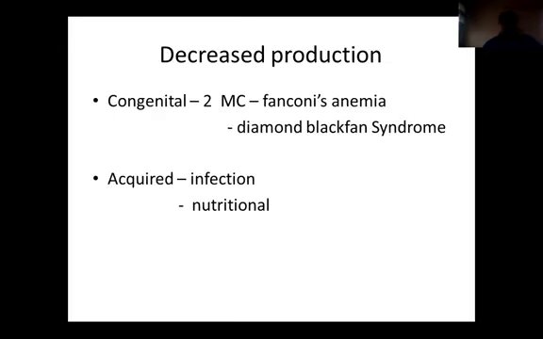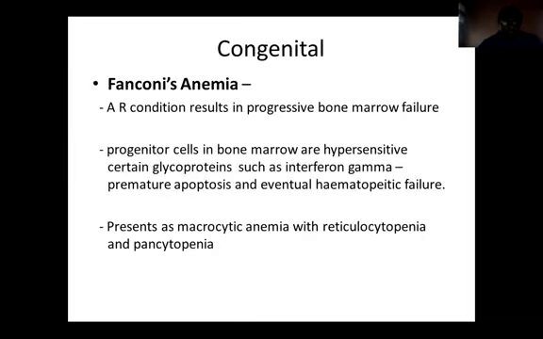Then the decreased production. As we know, decreased production is mainly because of either bone marrow problems, one is Fanconi's anemia and Diamond-Blackfan syndrome, or it is because of infection or nutrition. So what is Fanconi's anemia? It is autosomal recessive, resulting in progressive bone marrow failure. The progenitor cells in the bone marrow are hypersensitive to certain glycoproteins such as interferon gamma. They result in premature apoptosis and eventual hematopoietic failure. They present as macrocytic anemia with reticulocytopenia and pancytopenia.